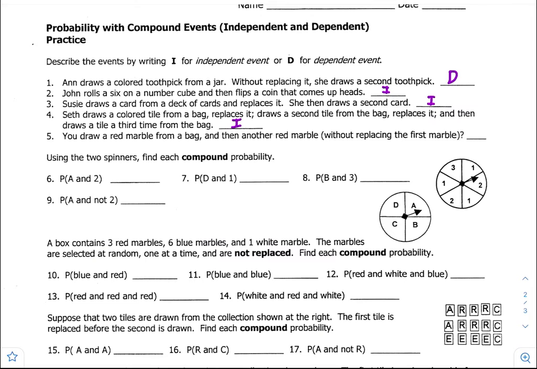You draw a red marble from a bag and then another red marble without replacing the first marble, meaning this person did not put it back. So that's going to impact the probability of the other red marble. So that one's dependent.